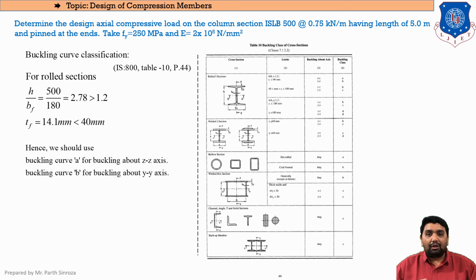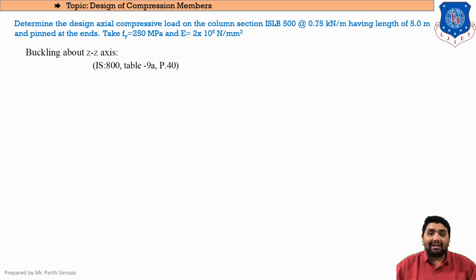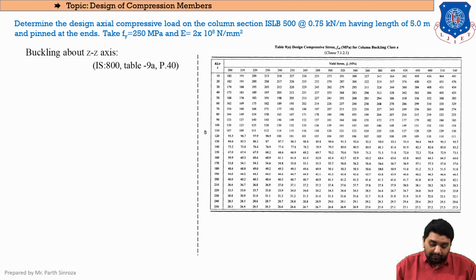So this is how we will be solving our column sections, and for that we will now focus on the buckling class about the ZZ axis. For buckling class A we will always be referring to page number 40, that is Table 9A. It represents the value of FCD for buckling class A. Clear?